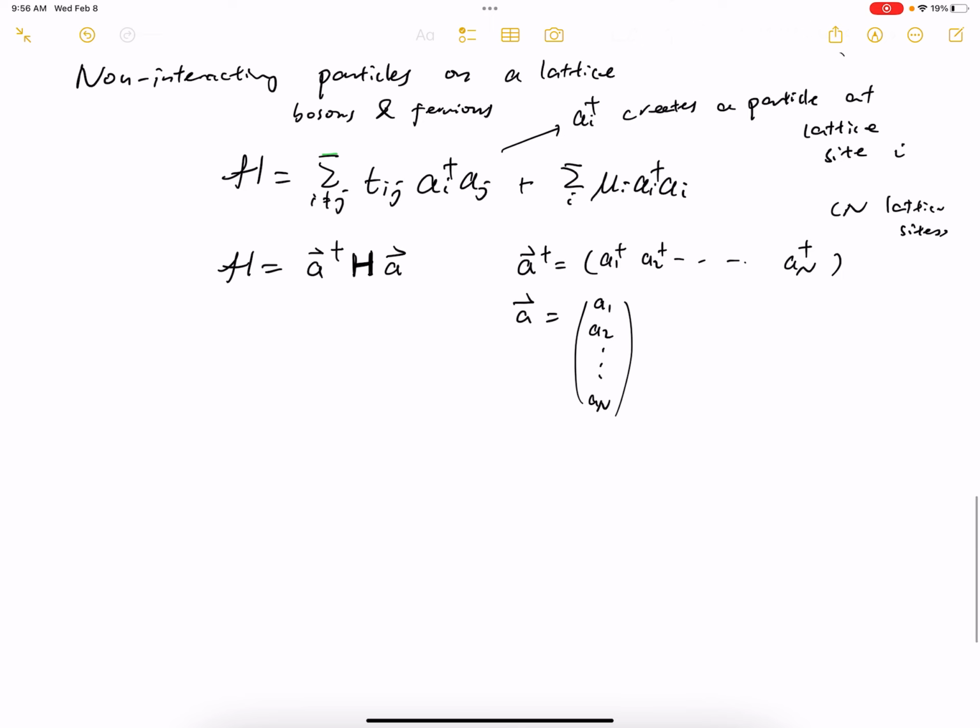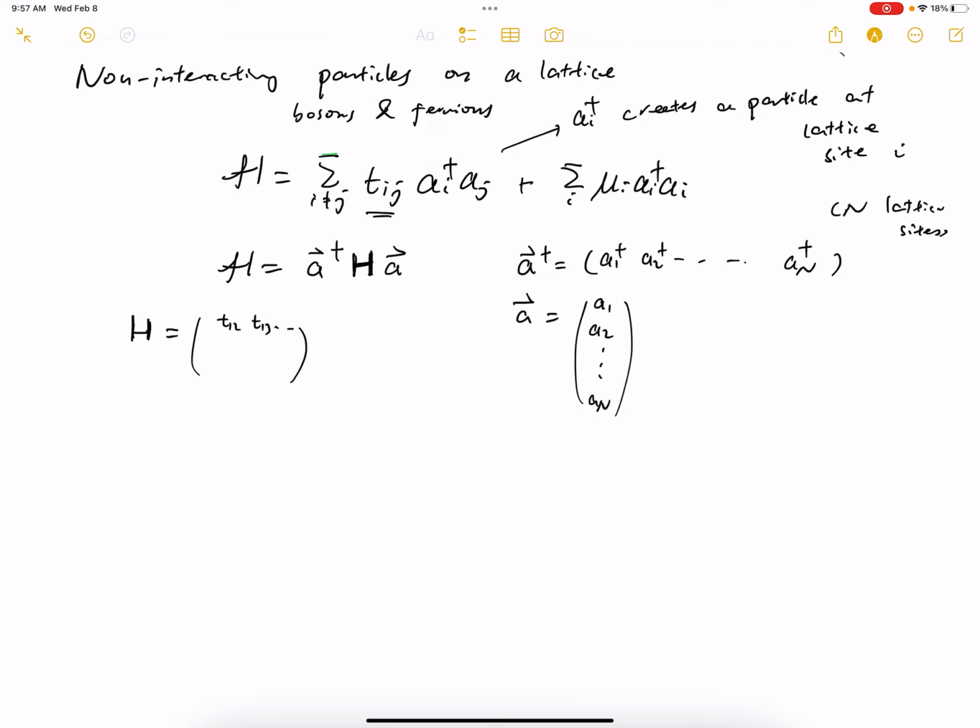And then this h here, this bold H here, is just going to be this Tij matrix. So it's basically, we have the Tij matrix on the off diagonal, for example, T12, T13, and so on.